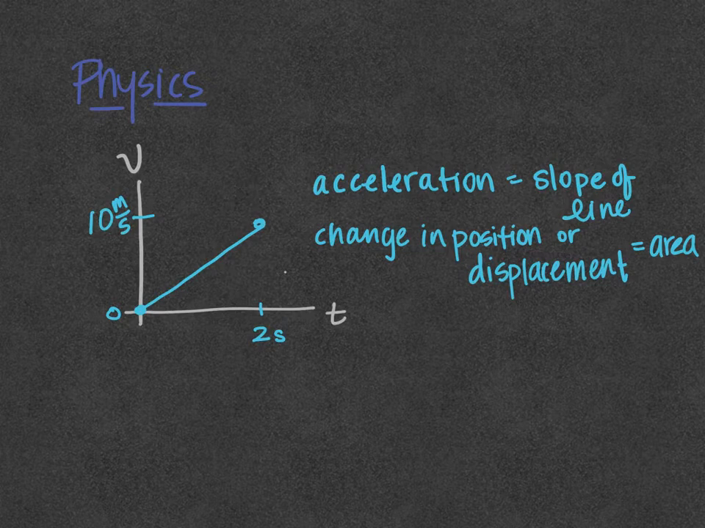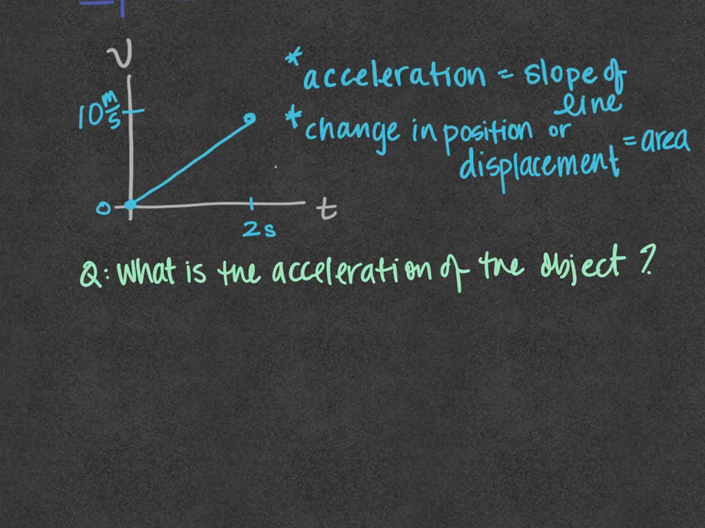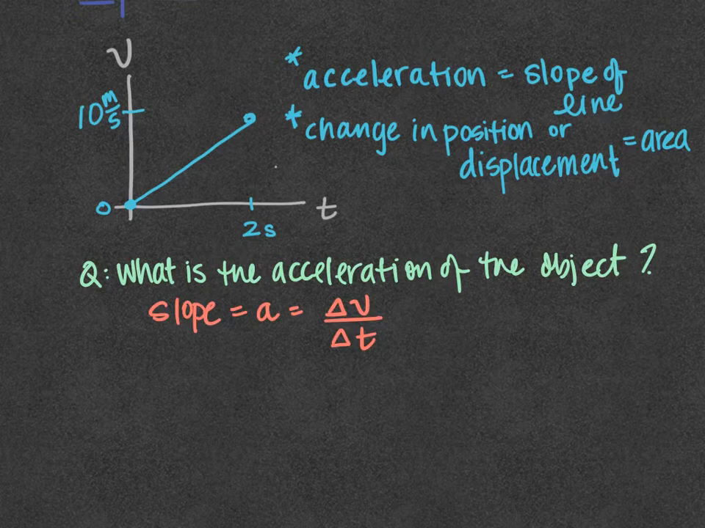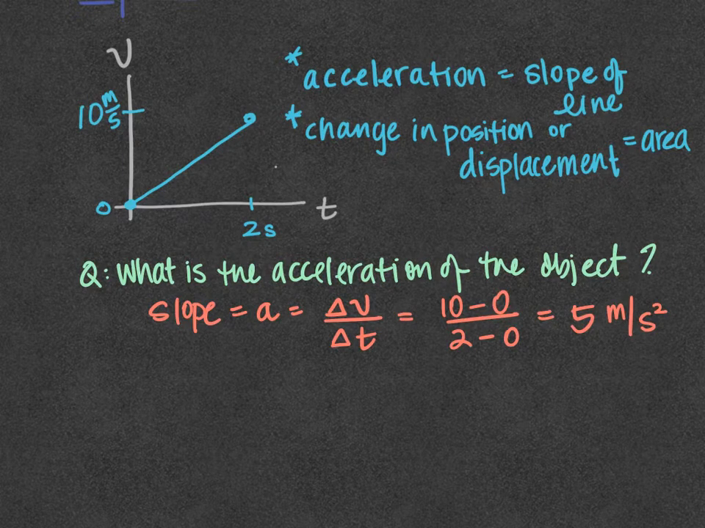So let's say, for example, we have this graph and we want to determine some information about this object, this car, this person, this thing that was moving. We can use our knowledge of the acceleration and what change in position would be to answer questions. So what is the acceleration of the object? Well, we can find that by determining the slope. The final velocity was 10 meters per second. The initial velocity was 0. The final time was 2 seconds and the initial time was 0. That gives us 5 meters per second squared.